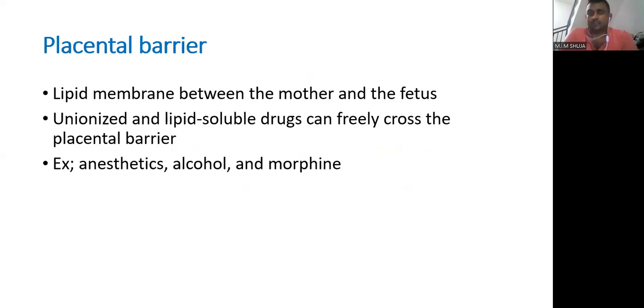And then again, the placental barrier. There are lipid membranes between mother and fetus. So again, unionized and lipid soluble drugs freely cross the placental barrier, like anesthetics, alcohol, and morphine. Okay. That's why we don't usually give the pregnant mother morphine, alcohol, and anesthetics, because that will go and affect the fetus.